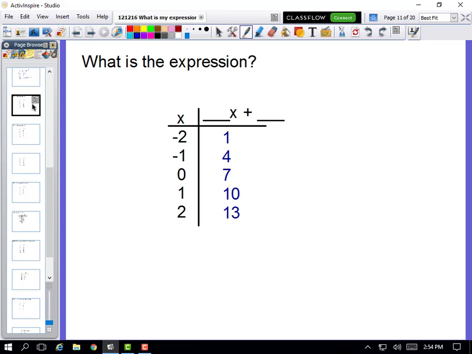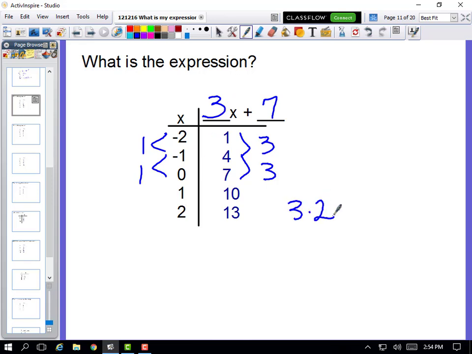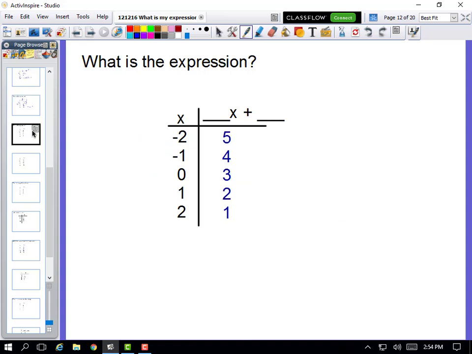So here we look for our b value. It is the y value when x is 0. So I know this value is 7. Now I look for my 2 patterns. My pattern on the right is plus 3. My pattern on the left is plus 1. 3 divided by 1 is 3. So we check our value just to make sure. 3 times 2 will give me 6, plus 7, will that give me 13? Yes, it will. So that is correct.